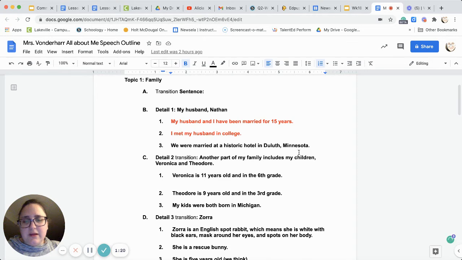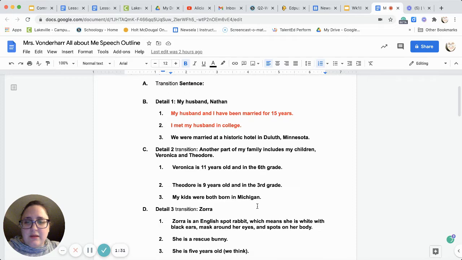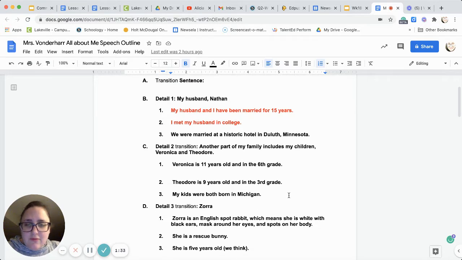Another part of my family includes my children, Veronica and Theodore. Veronica is 11 years old and in the 6th grade. Theodore is 9 years old and in the 3rd grade. My kids were both born in Michigan. Now, I'm going to be including more information than this, but this is the start. These are my 3 details that I've added down here.